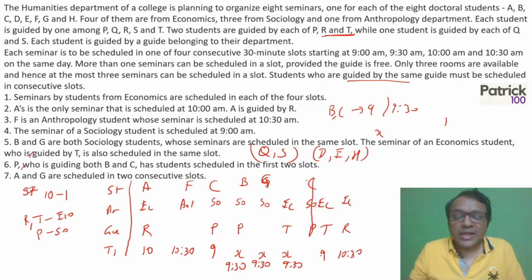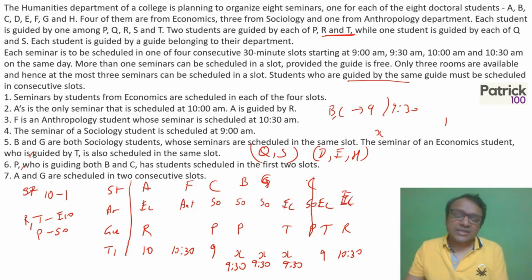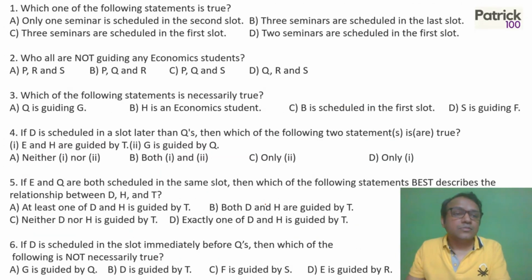Okay. T is at 9 o'clock, because 9 and 9:30 are both economics, and 10 and 10:30 will again be economics, but the same faculty R. So we know this. Now, once you've got these time slots and the whole aspect, let's try to answer the question. Which of the following statements is true?